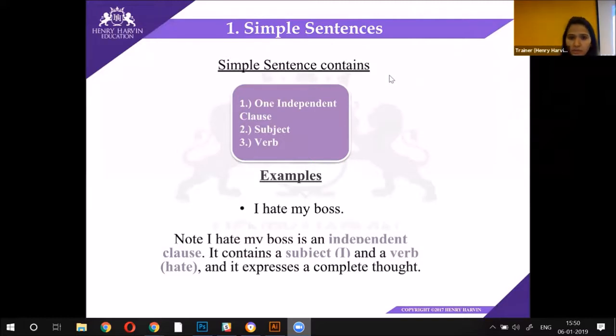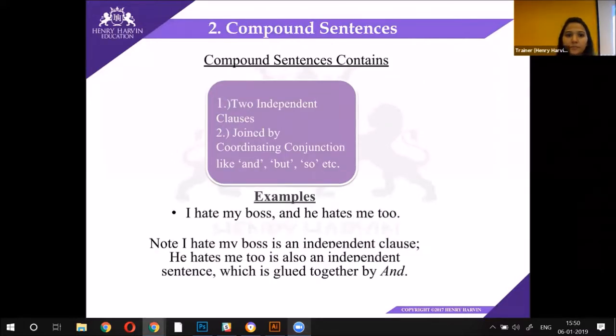Okay, compound sentence. This is at least two independent clauses, and it can be combined with a comma, semicolon, or a coordinating conjunction. I'll give you an example for this. So what is a compound sentence? At least two independent clauses, and these clauses can be combined with a comma, semicolon, or a coordinating conjunction. What is a coordinating conjunction? And all of these.